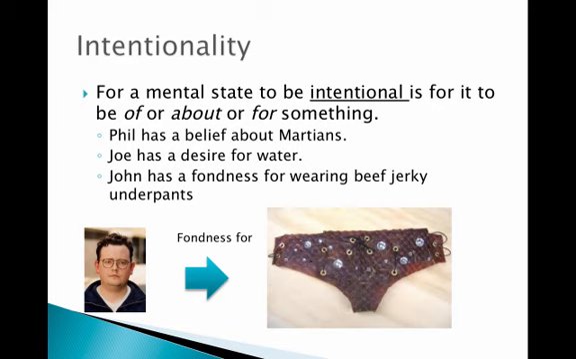Think about an elephant. There's some sense in which your mental state is about an elephant. Take someone's having a belief about Martians. For example, Phil believes that Martians exist. Well, Phil's belief is about something. It's about Martians. Or Joe's desire for water. Well, Joe's desire for water has this kind of aboutness to it. It's about water. It's for water. Or John's fondness for wearing beef jerky underpants, which I won't go into more depth on.